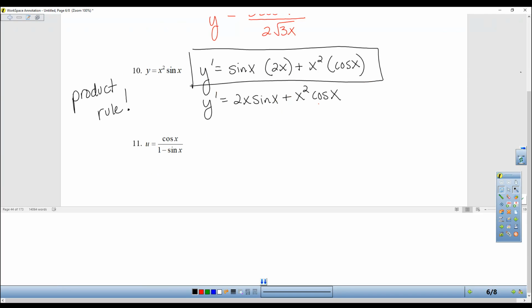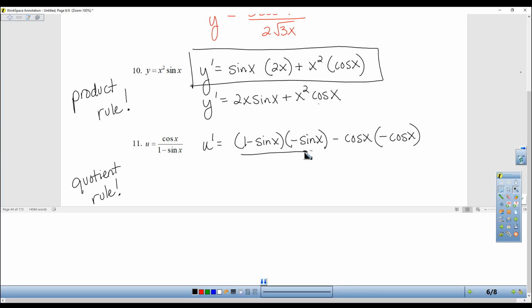And now, quotient rule. They used U just to be tricky. U, Y, W, all the same. U prime is the bottom times the derivative of the top minus the top times the derivative of the bottom, all over the bottom squared.